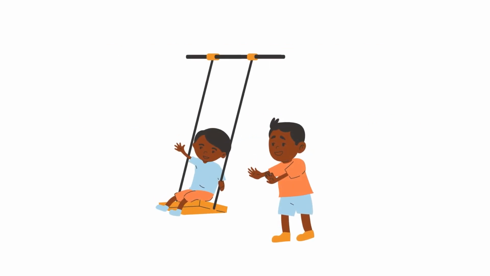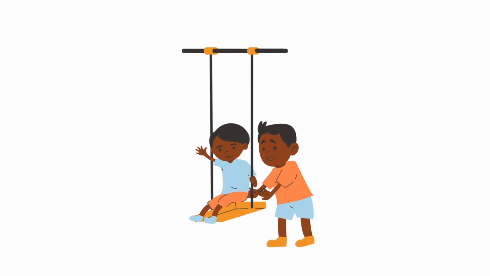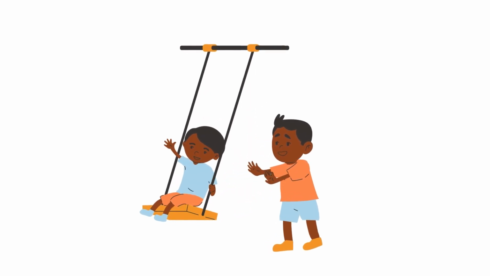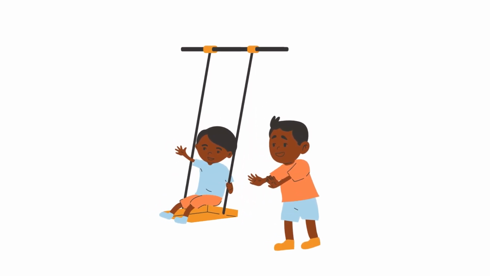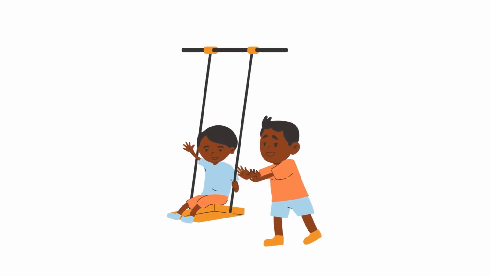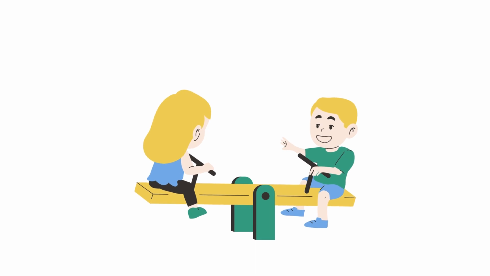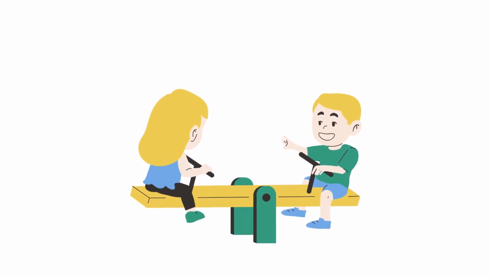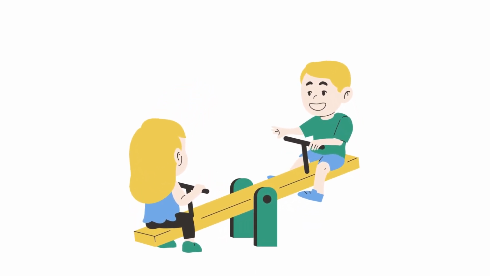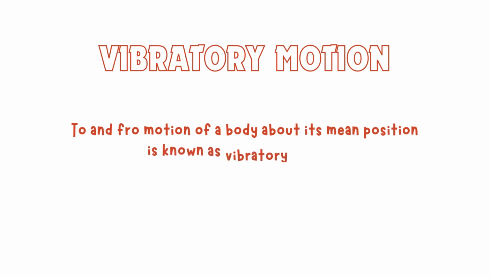Now consider a baby in a swing. As it is pushed, the swing moves back and forth about its mean position. The motion of the baby repeats from one extreme to the other extreme with the swing. Consider also the to and fro motion of the pendulum of a clock about its mean position, or how the children move as they play the seesaw game. What motion do they possess as they move the seesaw? Well, these are some of the examples of vibratory motion as they are moving about their mean position. To and fro motion of a body about its mean position is known as vibratory motion.